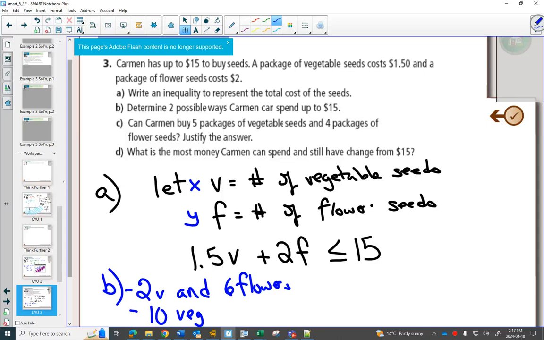can she buy 5 packets of vegetable seeds and 4 packets of flower seeds? No. How much does that come to? $15.50? I think she could probably negotiate that. Probably convince them to do that. How close can she get to $15 but still get change? You think you could get to $14.50? I think so. See if you can come up with a way to come up with $14.50.